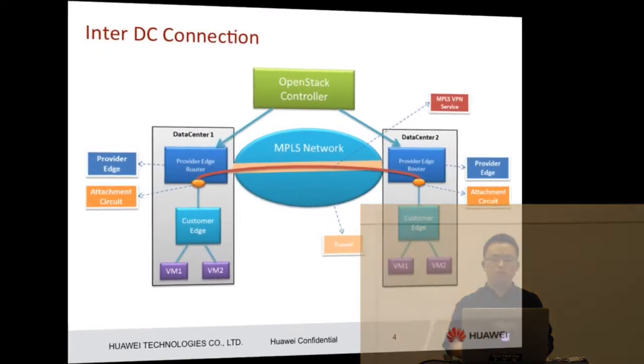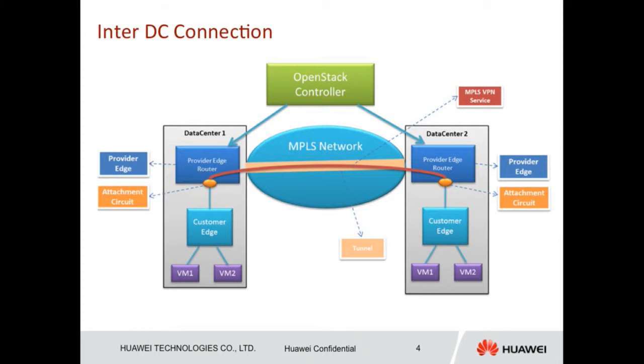This slide will talk about the MPLS VPN building blocks. For the inter-data center connection, we would have OpenStack as a controller and orchestrator. This is just to illustrate. In data center 1, there might be VM1 and VM2. In data center 2, there might be VM3 and VM4. All these VMs are connected to the customer edge, which is CE. CE is typically user equipment, maybe a router or a firewall.